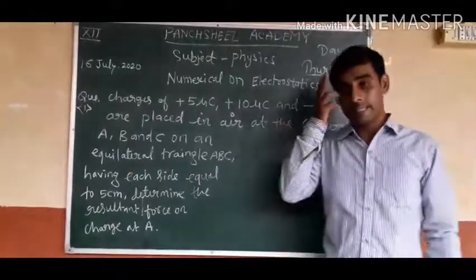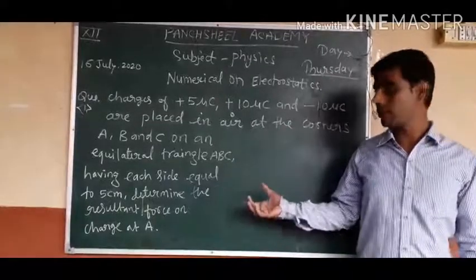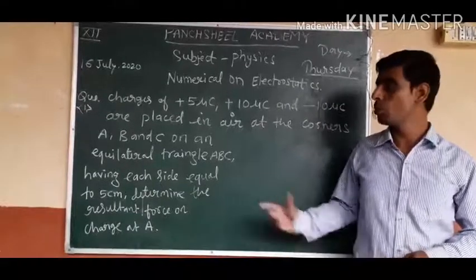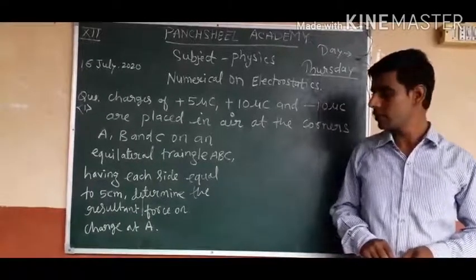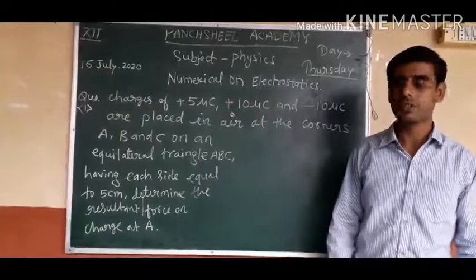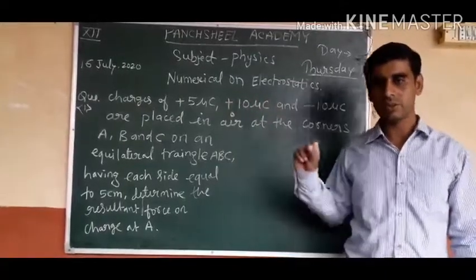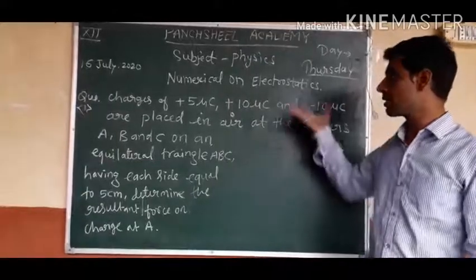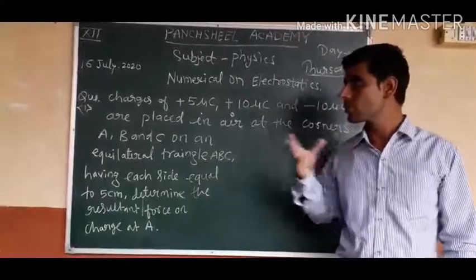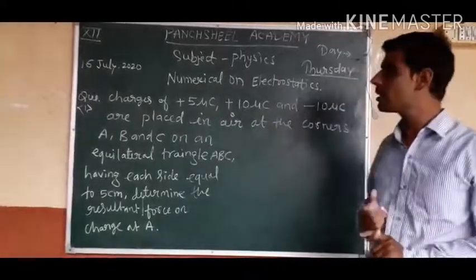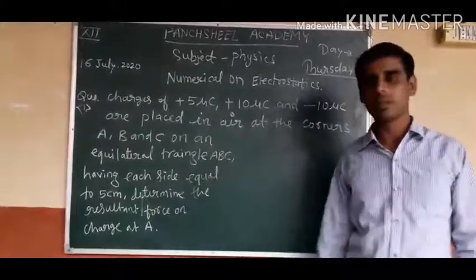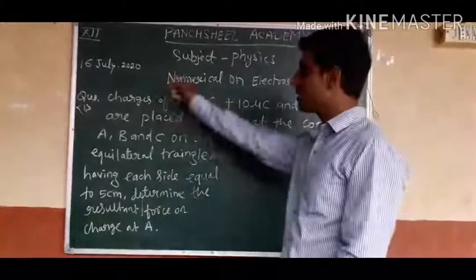In our previous lecture, we studied the electric field and the electric field due to a point charge, and one derivation is also done. In this lecture, we will discuss some numericals regarding electrostatic forces, how to calculate the resultant force. So I write here one numerical. On the basis of this numerical, you have to solve this problem. Okay, what's the numerical? We will see.